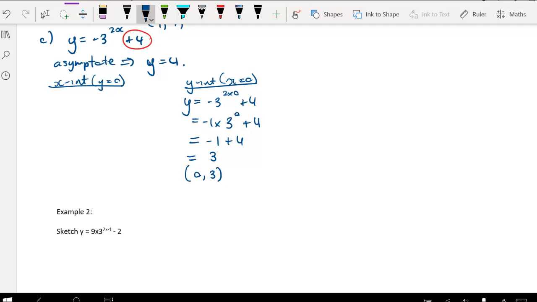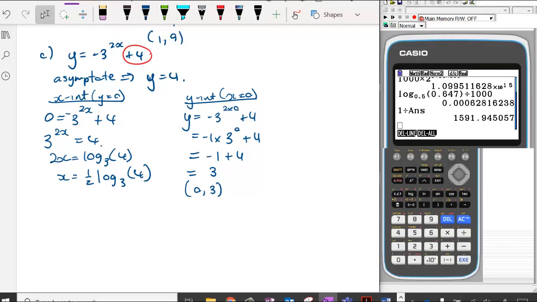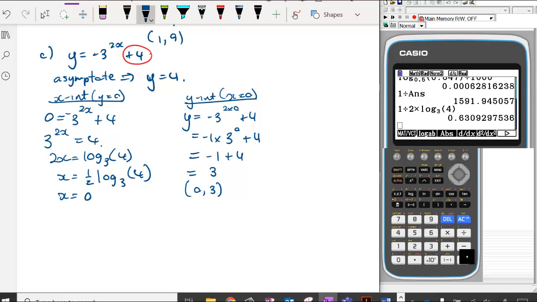When we look at the x-intercept, when y is equal to 0, we have 0 is equal to negative 3 to the power of 2x plus 4. When we add 3 to the power of 2x to both sides, we have 3 to the power of 2x is equal to 4. And by taking the log base 3 there, we have 2x is equal to log base 3 of 4, and x is equal to 1/2 of log base 3 of 4. So if we put that into our calculator, we get x is equal to 0.631. And so our x-intercept is (0.63, 0).